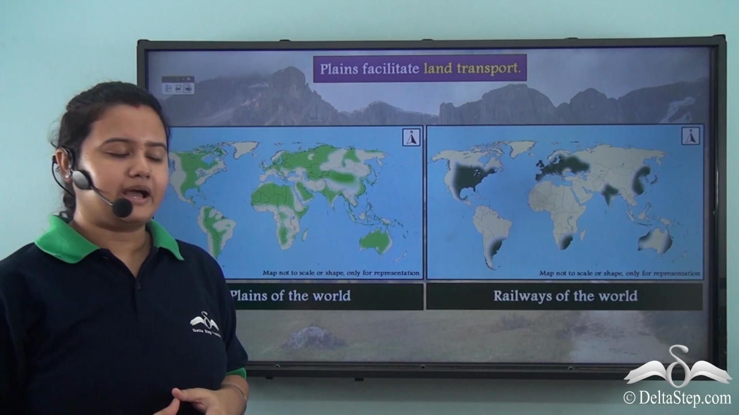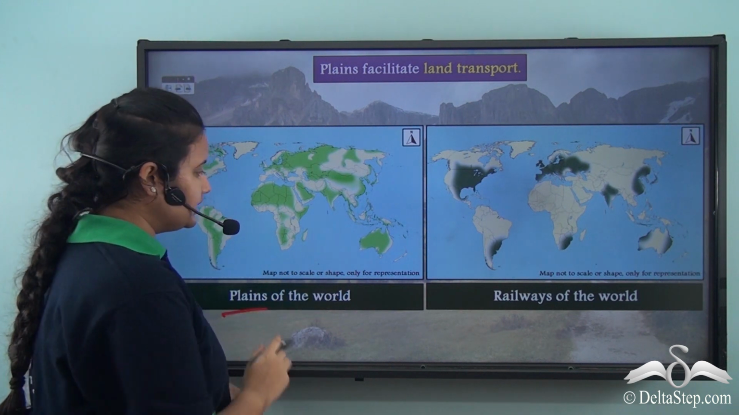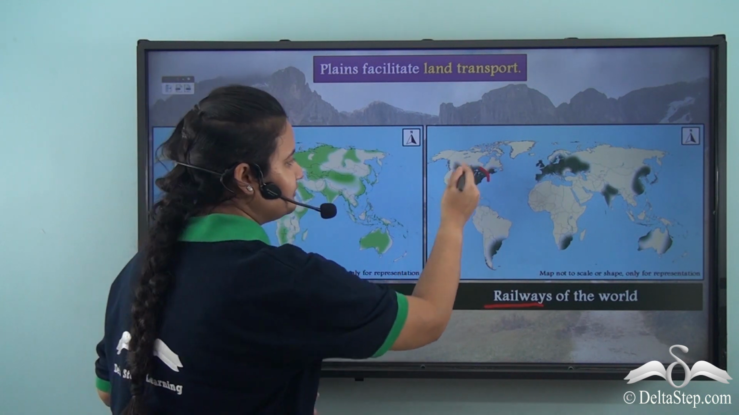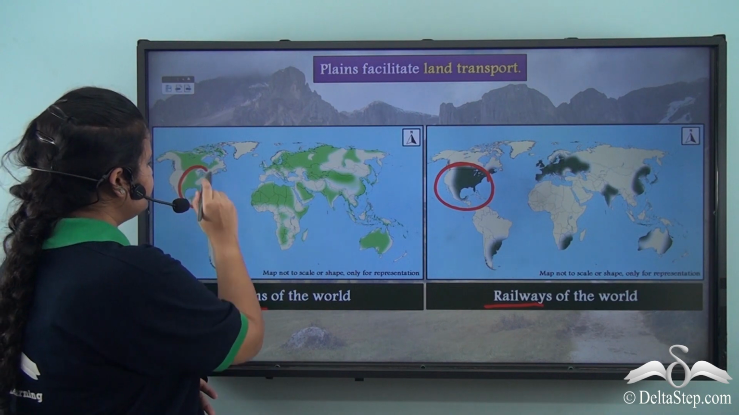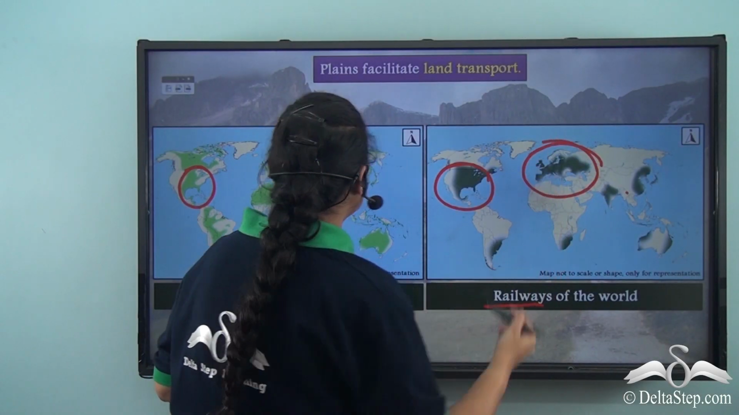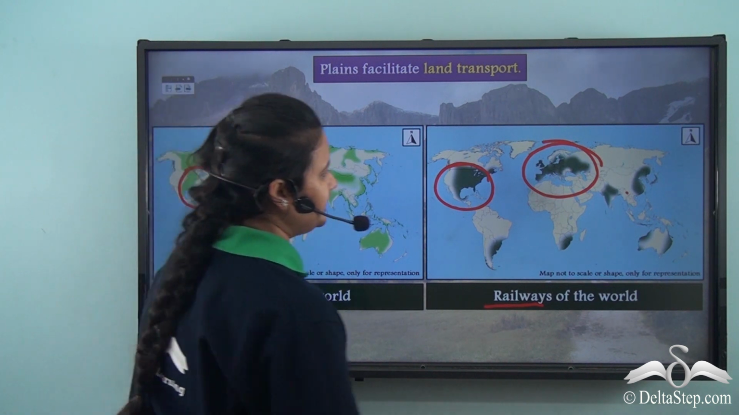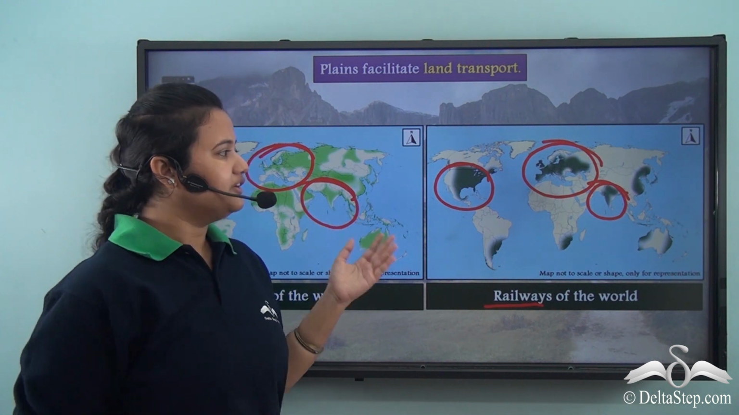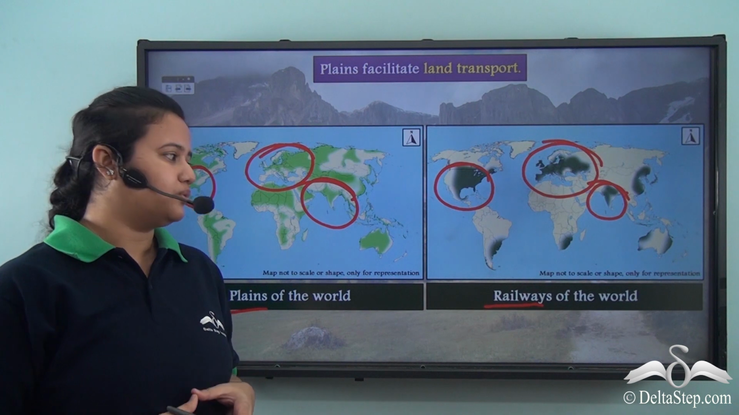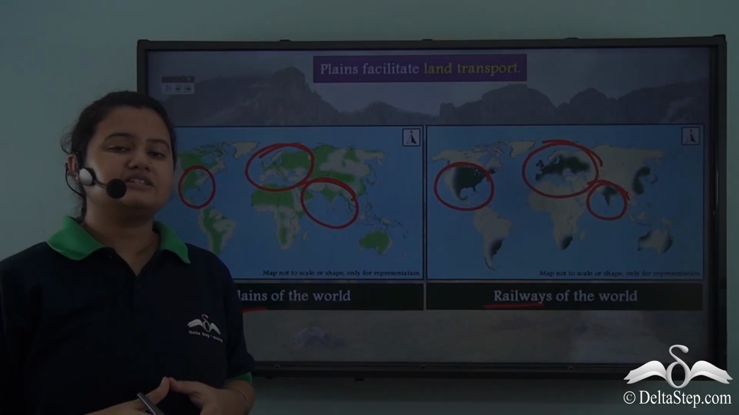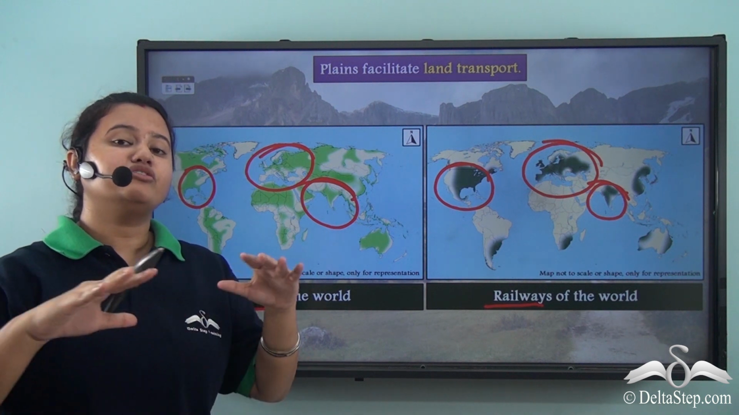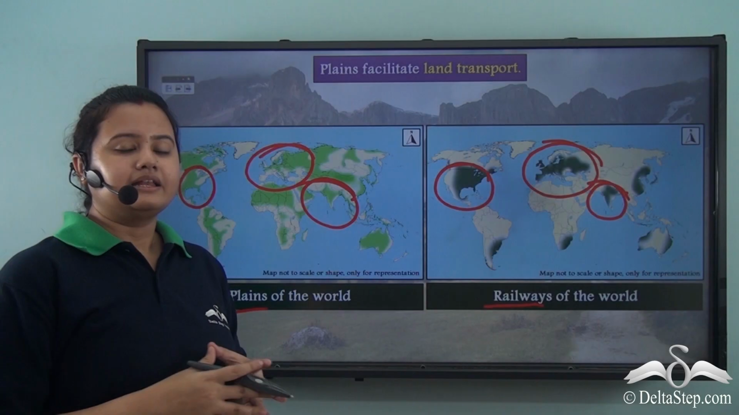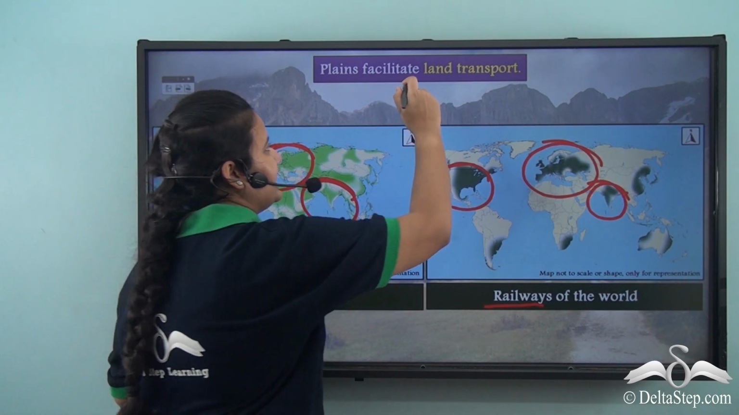Now here we have two maps. The first map shows the plains of the world and the second map shows the railways of the world. Here we find that the railways are mostly situated in the plain regions. See, here the railways are mostly developed and it's a plain region. Again, here the railways are very developed and it is also a plain region. So here we find that most of the railways of the world are located in the plains. This is because plains are very soft and they have a flat terrain. Therefore, roads and railways can be easily constructed on them. Thus, plains help in the development of land transport.